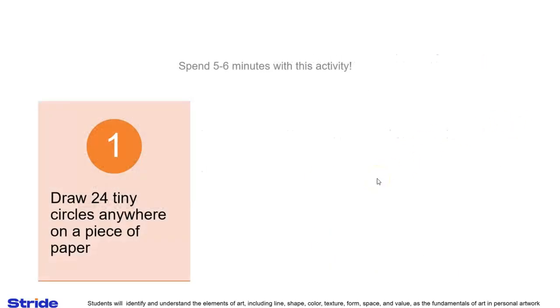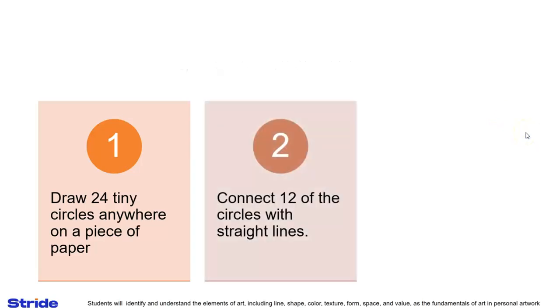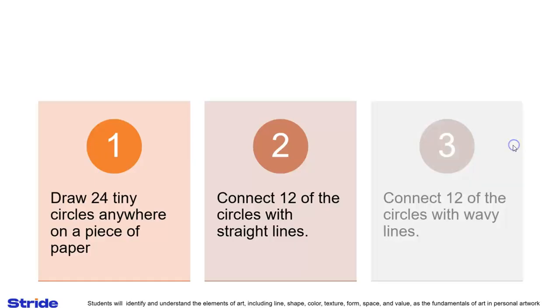Okay, so the first thing that I want you to do is draw 24 tiny circles anywhere on your piece of paper. And you can go ahead and pause this while you do it. Next, I want you to connect 12 of the circles with straight lines. You pick which circles. And you can pause this video while you do it. Next, I want you to connect 12 of the circles with wavy lines. Again, you pick the circles and pause this video while you do it.